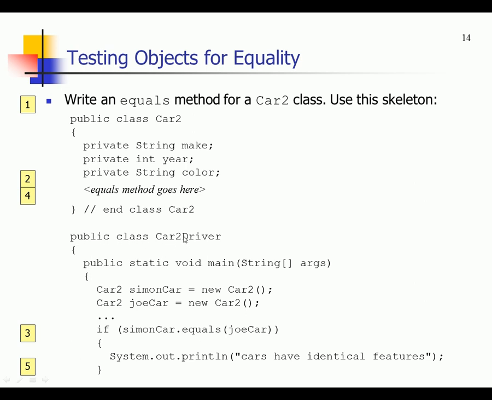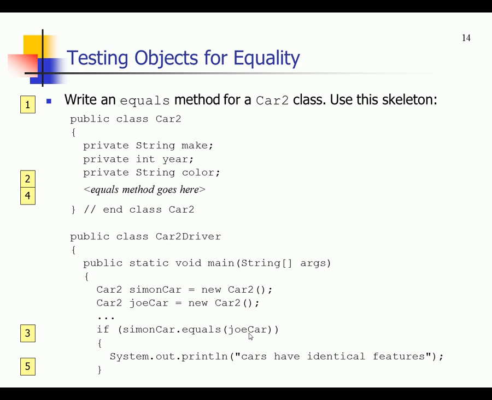Now the driver for it, in other words the program to run this thing, is our main method. Simon's car is a car2, and Joe's car is a car2 as well. So we have two brand new cars, one called Simon's car and one called Joe's car. Then some other stuff happens, and we want to check if they're equal. So we say if Simon's car dot equals Joe's car, just like if name dot equals Ken. You did first dot equals last on one of your programs.